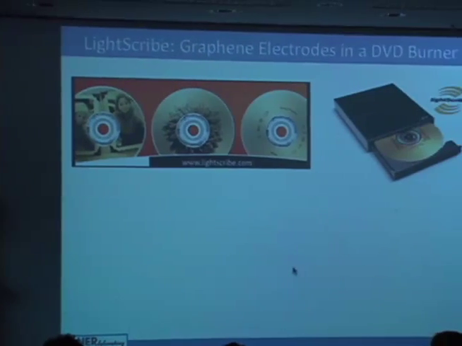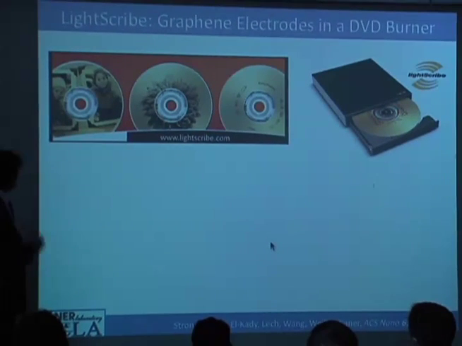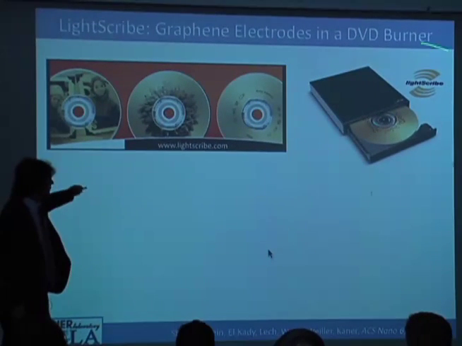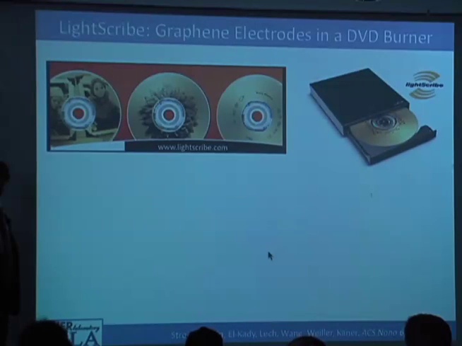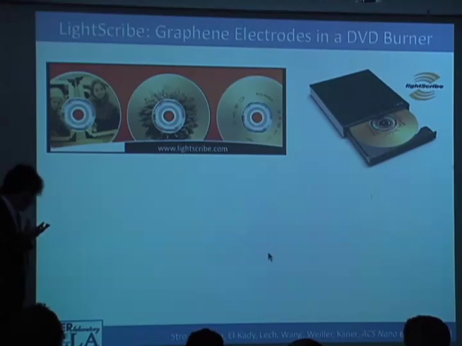Some of the younger people here probably know. Some of the older people like myself need to be introduced to this. So LightScribe is a DVD burner. It costs about 25 or 30 bucks. You can order these on the internet. And they use the Gillette razor model.